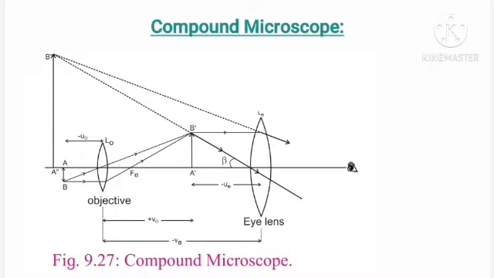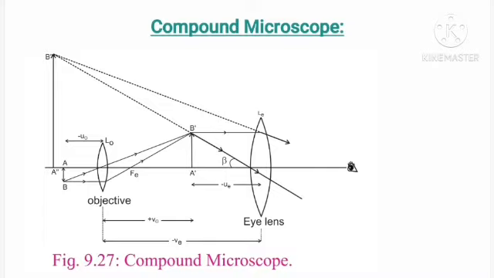In some cases, if we use a simple microscope, the requirement would not be sufficient to minimize aberrations like spherical as well as chromatic. Thus, if higher magnifying power is needed, we should go for more than one lens, and this type of instrument which uses more than one lens is called a compound microscope.